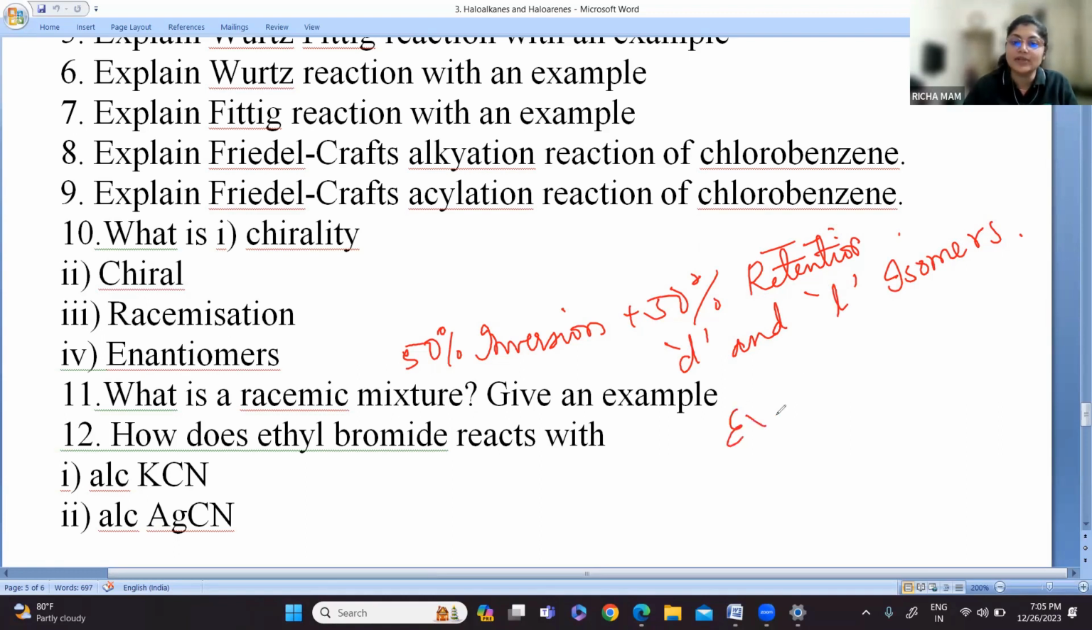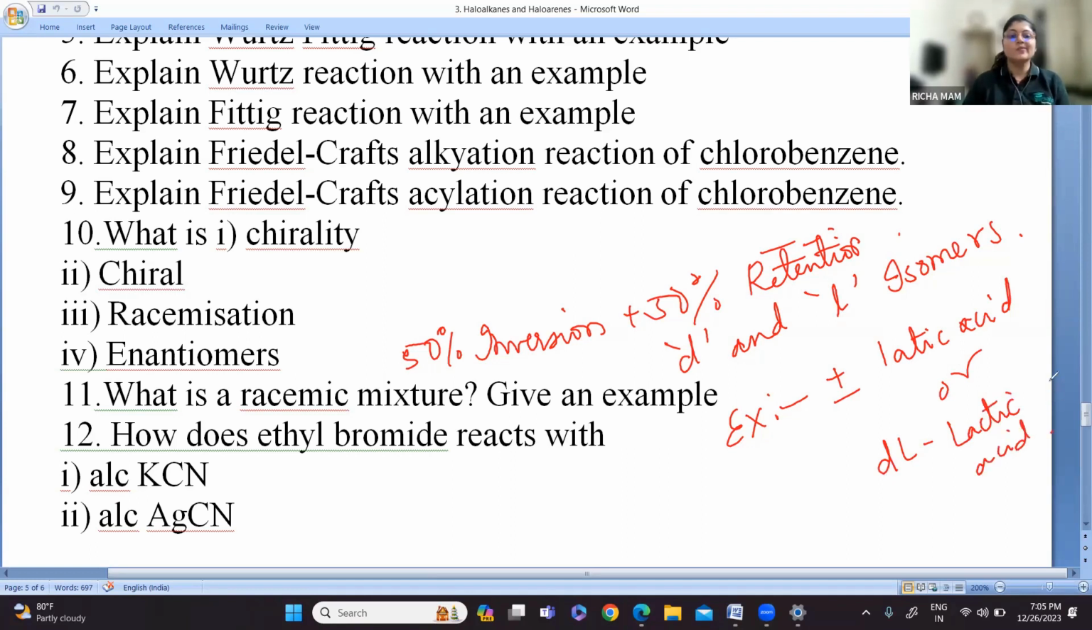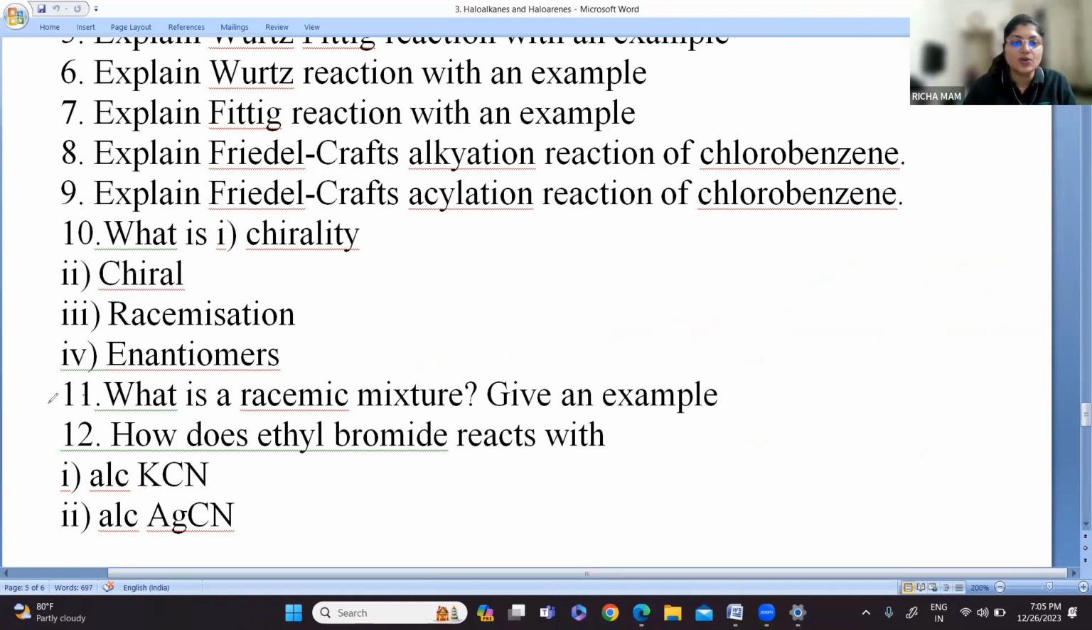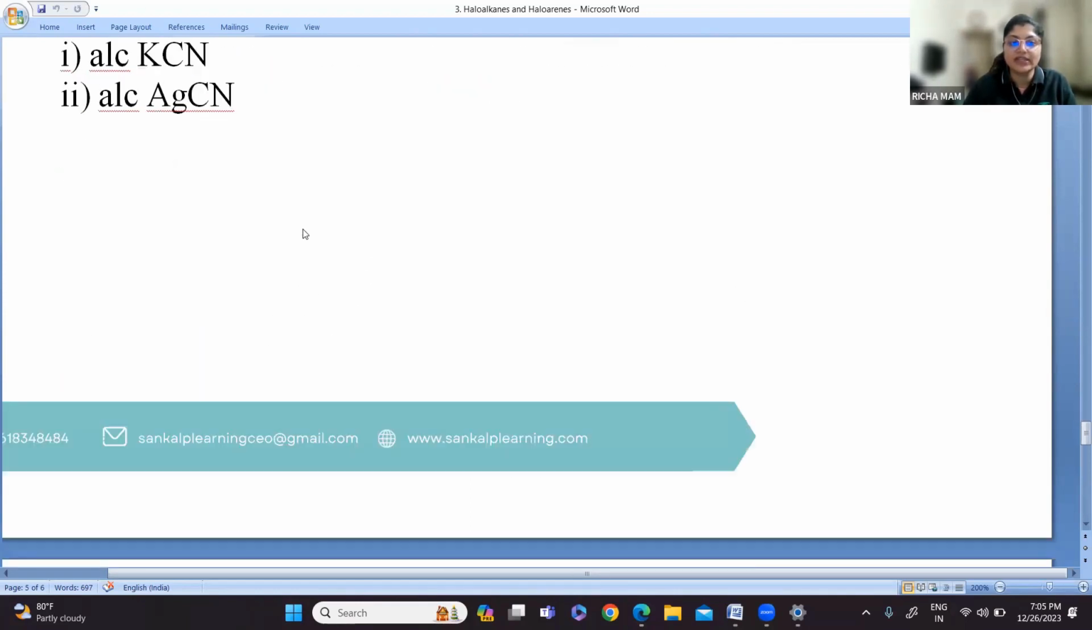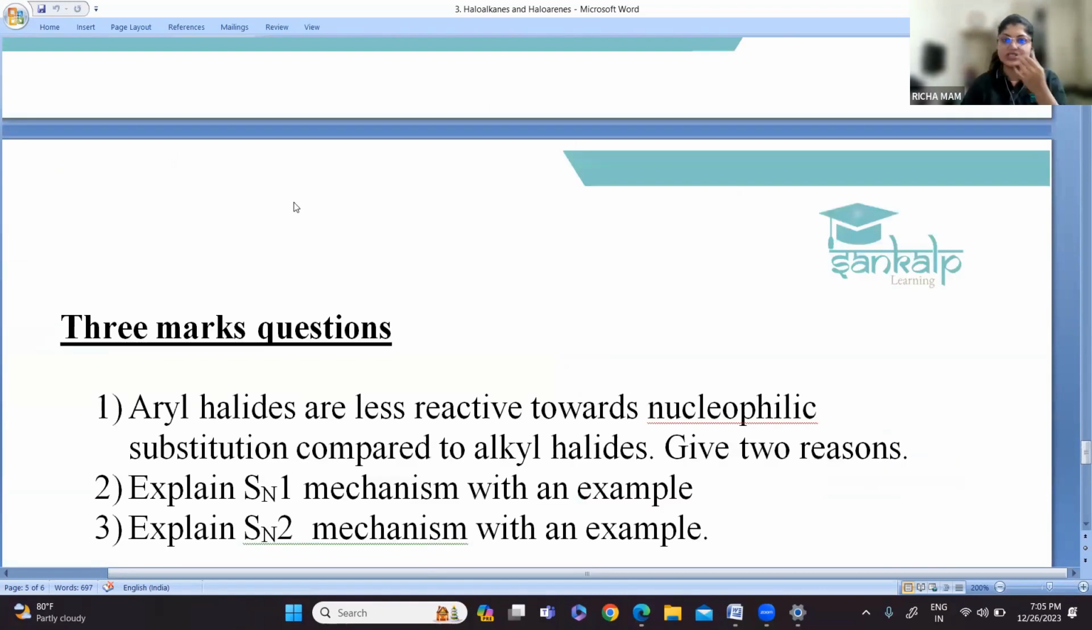So for the definition 1 mark, for the example 1 mark. The example is plus and minus lactic acid, or I can write it as DL lactic acid. Fine. So this is about racemic mixture. Is it clear? We have discussed 11 questions, the 2 marks questions. We have some more questions left, which I'll take in the next session.